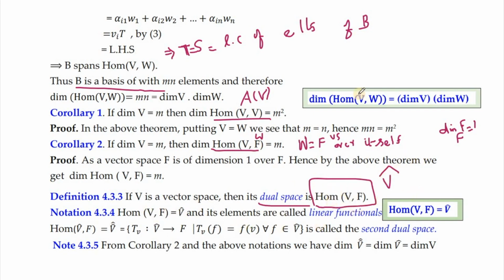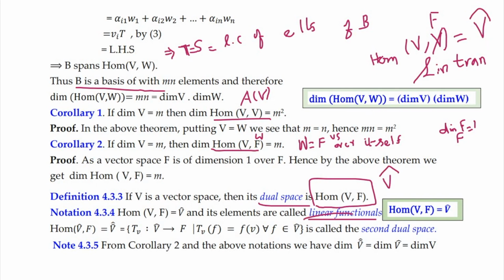And its elements are called, we have already said that in Hom(V, V), the elements which are vector space homomorphisms from V to itself are called linear transformations. This is known from the first section itself. But when instead of V you have F, then Hom(V, F), which is denoted as V cap, the elements in that are called linear functionals. So Hom(V, F) is denoted as V cap.